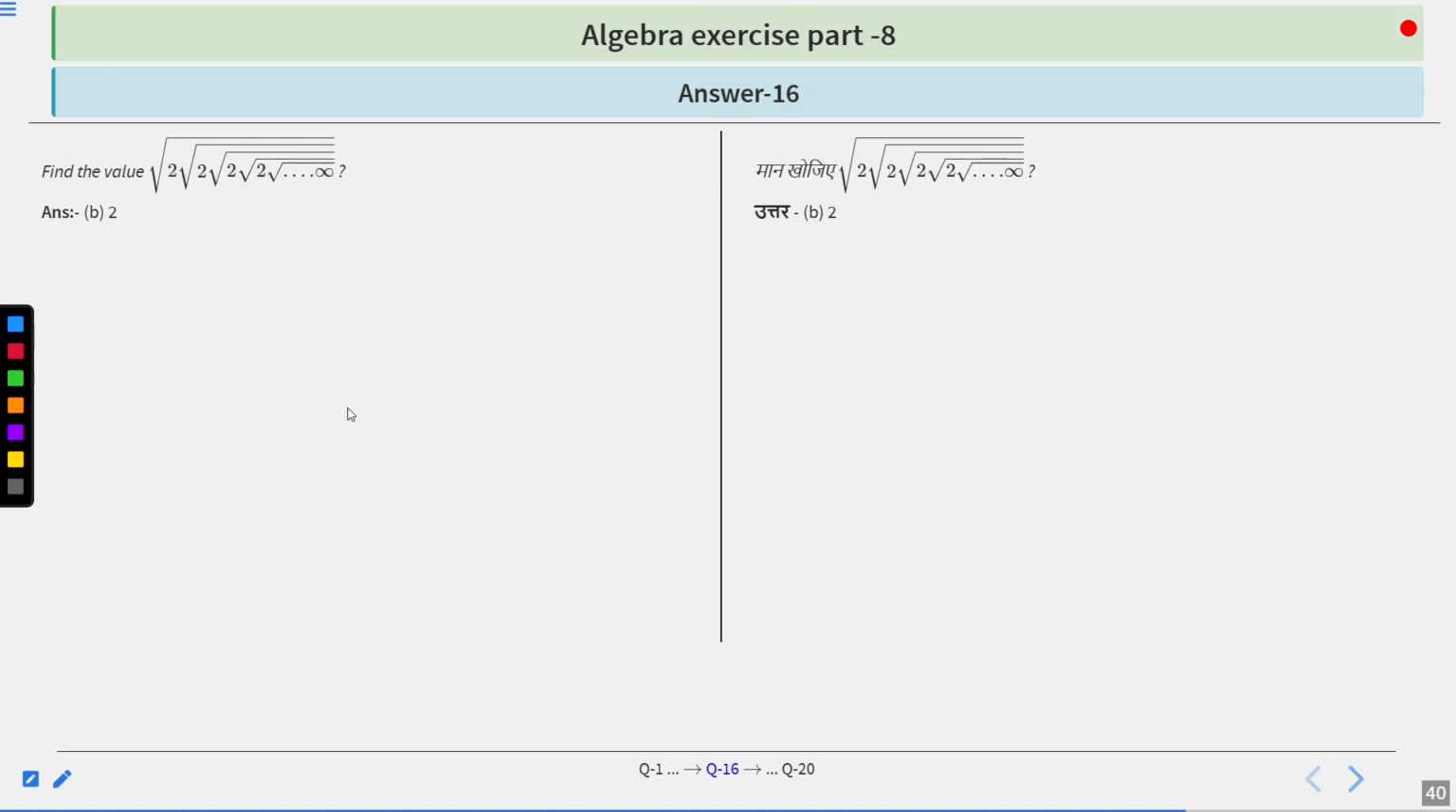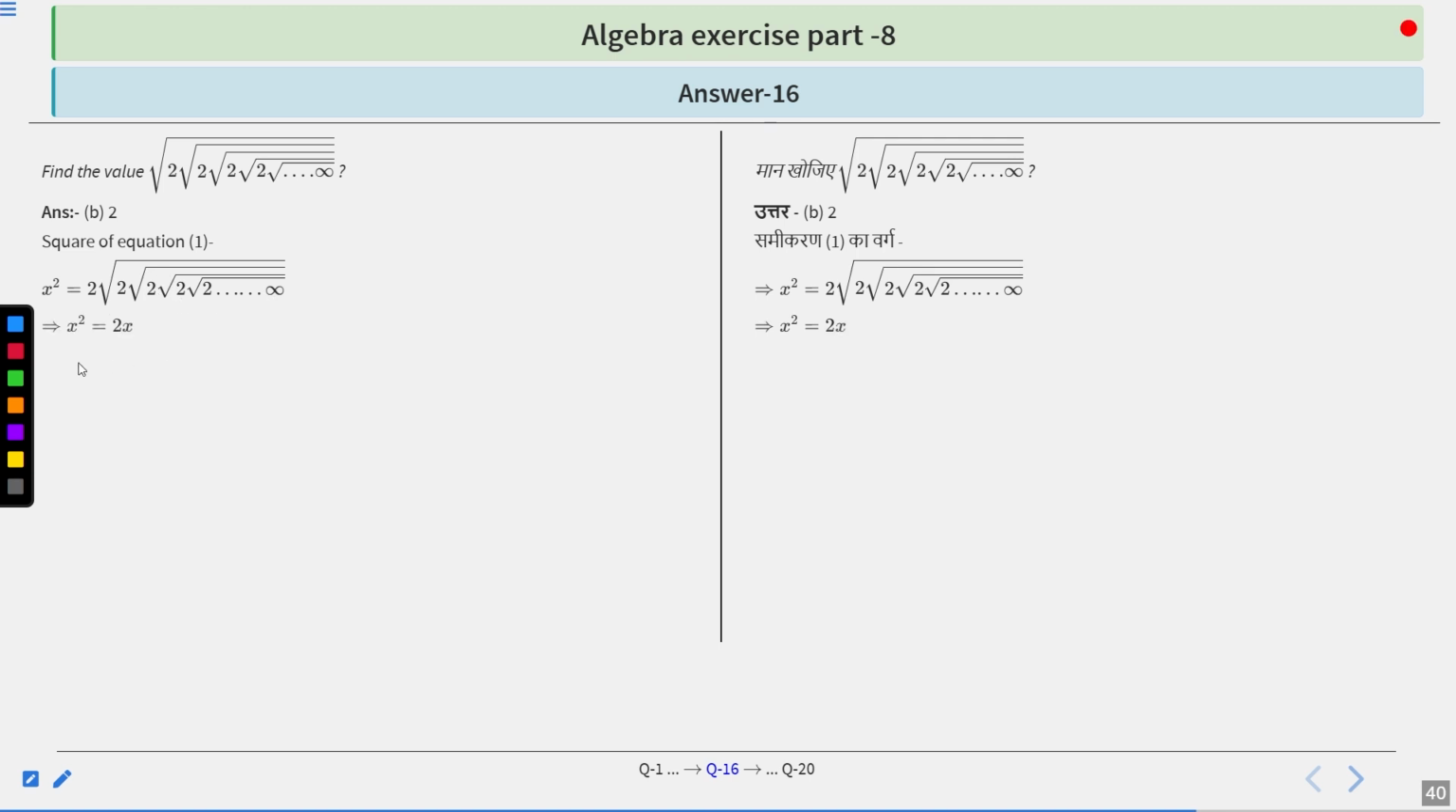Then squaring both sides of equation 1, we get x square equal to, the outermost root will be cancelled out, but the roots apart from that will remain as they are. So 2 into under root 2 into under root 2 into under root 2 up to infinity. x square equal to 2 into, this thing was assumed to be x. Therefore, we have written 2 into x.